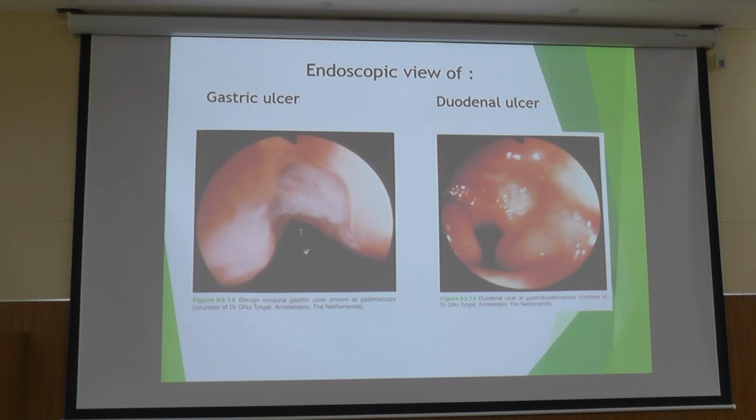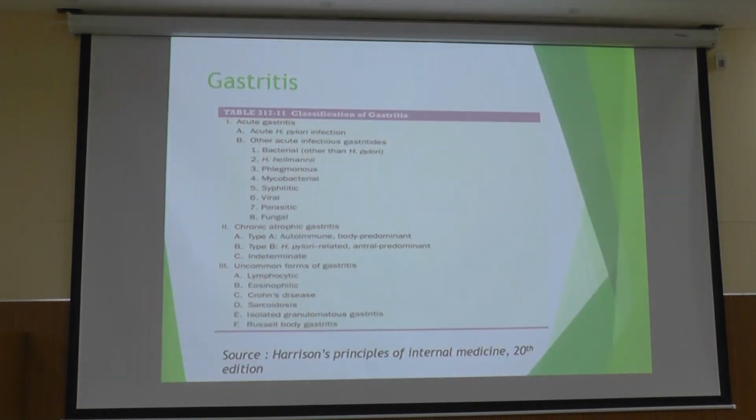Okay, lesser curvature of the stomach. So we see this is the lesser curvature. What is dark, where the light is not falling, is the greater curvature. This is the first part of the duodenum, where you are finding an ulcer in the anterior wall. Okay, next.